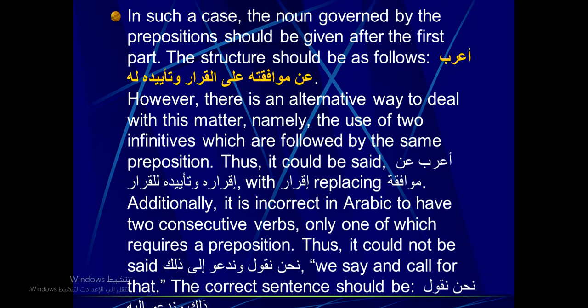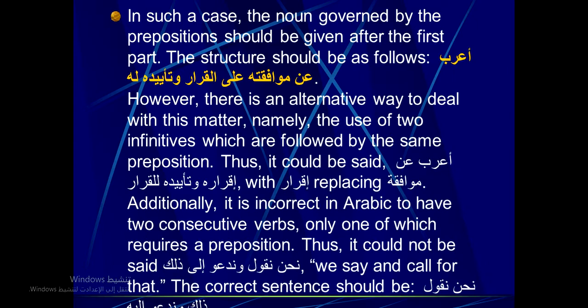Thus, it could not be said نحن نقول وندعو إلى ذلك. It's not appropriate or not correct. Do you know why? Because we have two consecutive verbs and just one of which requires a preposition. So we say and call for that. The correct sentence should be نحن نقول ذلك وندعو إليه. نحن نقول ذلك وندعو إليه.